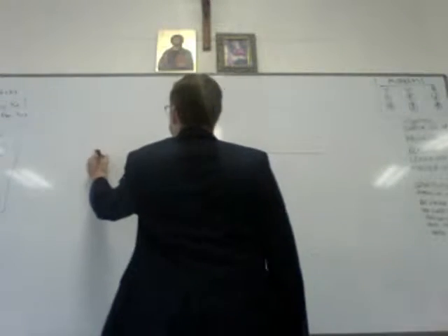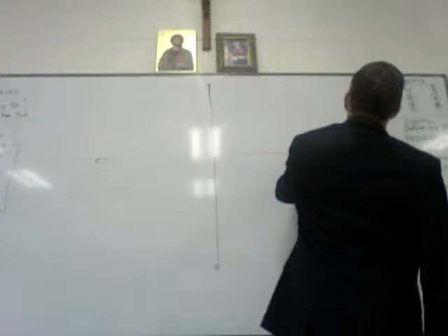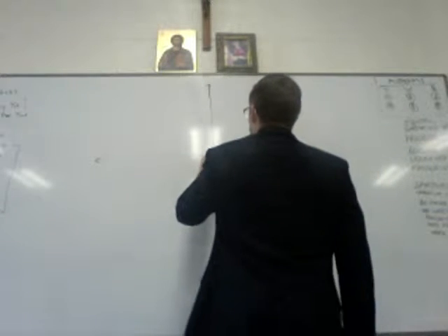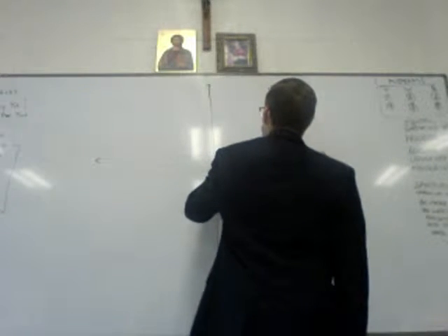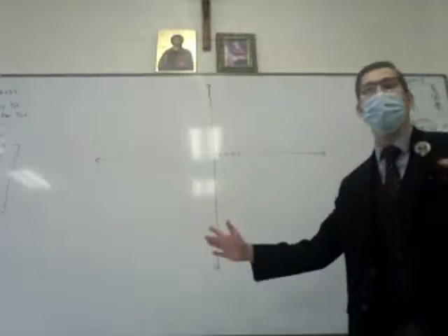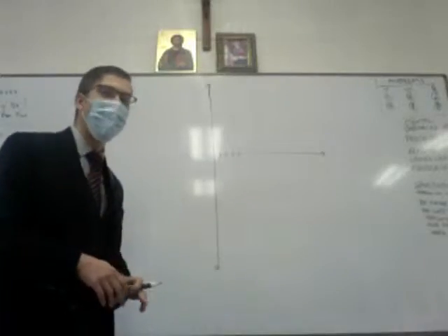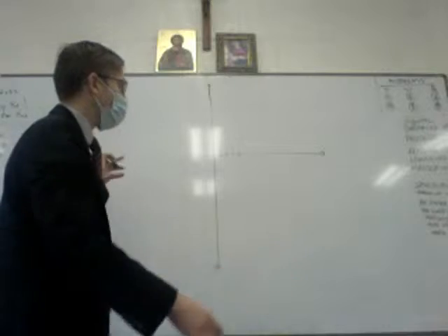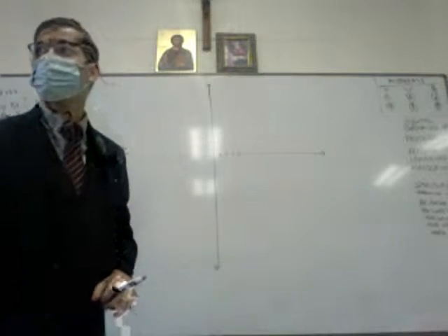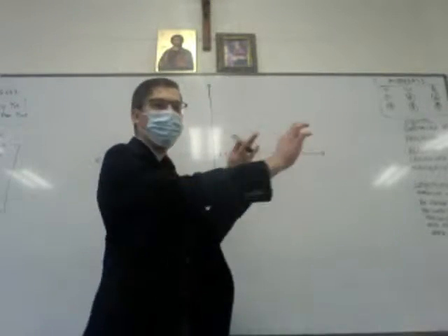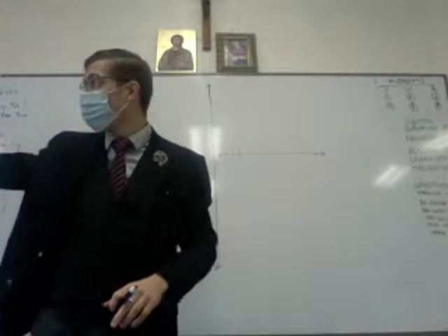What do we call this thing? The coordinate plane. So it's a plane, a flat two-dimensional surface. That's what a plane is. It's a flat two-dimensional surface that goes forever in every direction, just like a line is a one-dimensional space that goes forever in both directions.